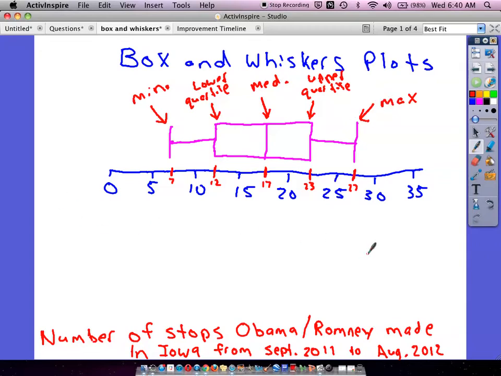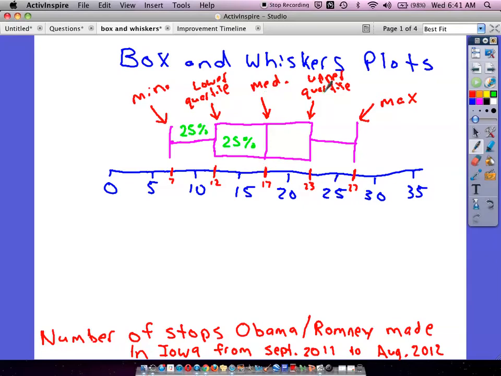The other thing you have to know about box and whiskers plots is they are set using specific percentages. So between the minimum and the lower quartile, this represents 25% of our numbers. Like if I had the whole list of numbers right here of all the months and how many times they stopped, 25% of the numbers would be between 7 and 12. Between the lower quartile and the median is also 25% of the numbers. So that means that 25% of the numbers are from 12 to 17.